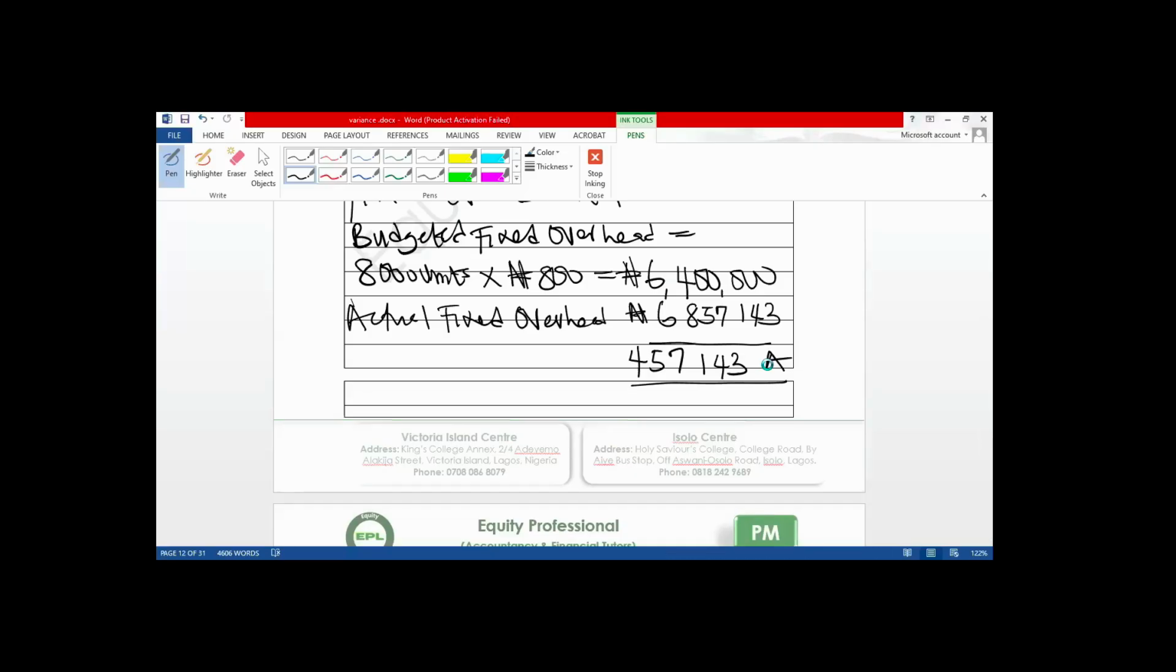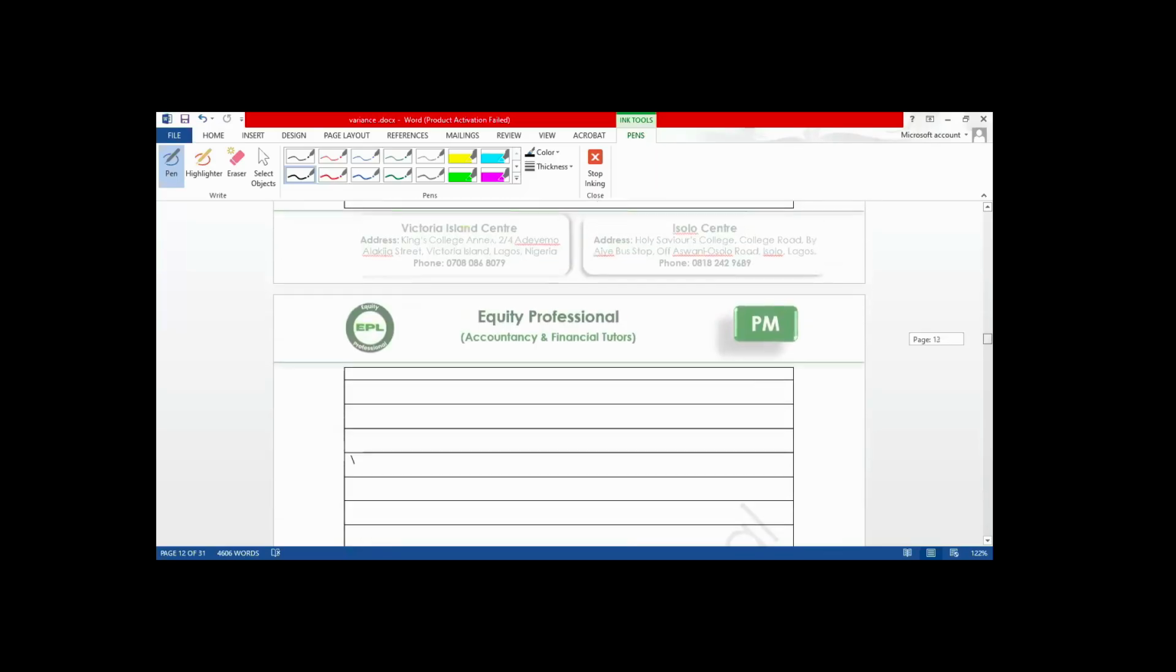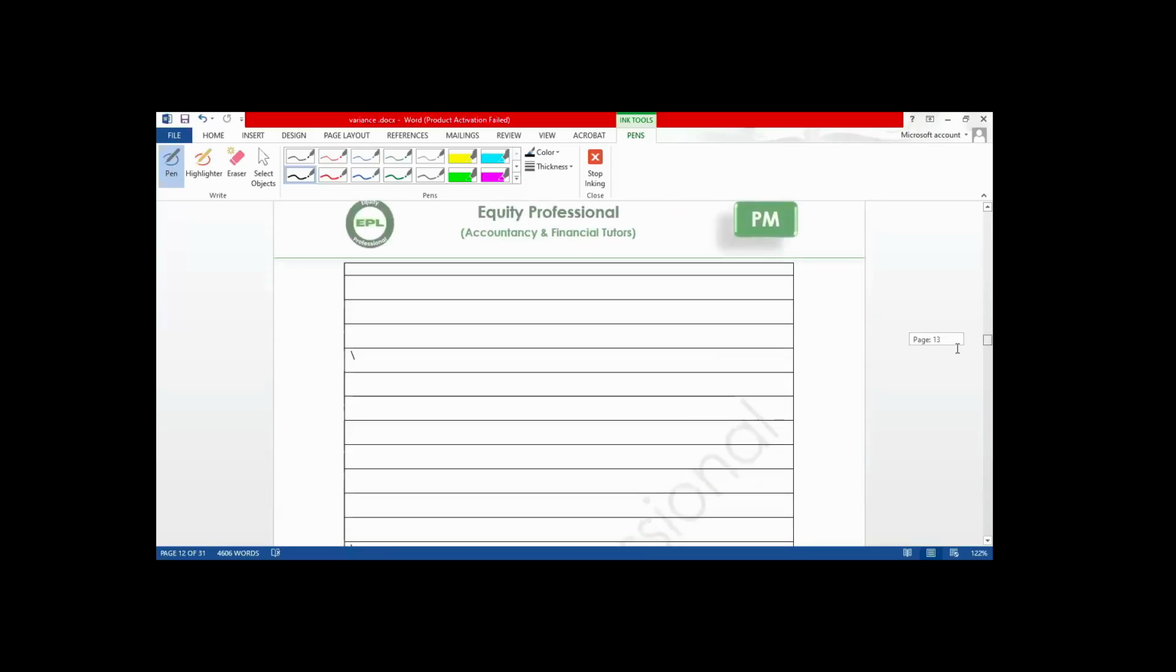The last one. You have fixed overhead volume variance.